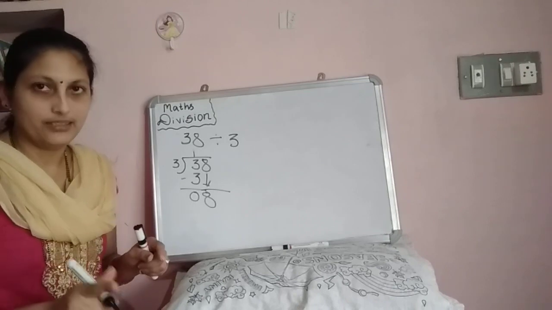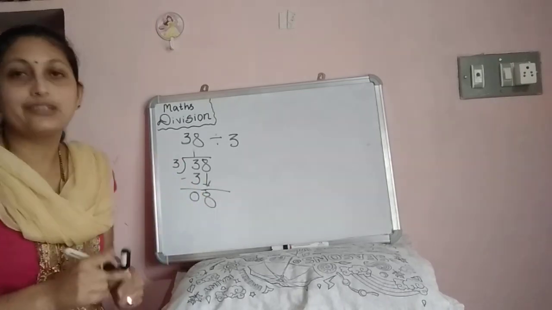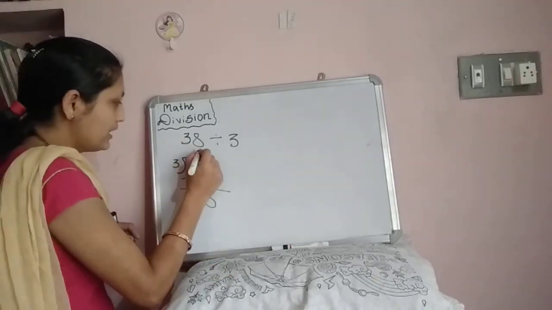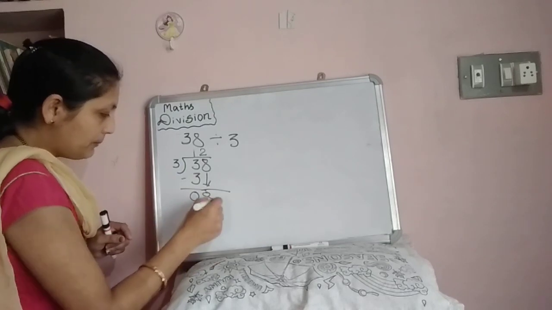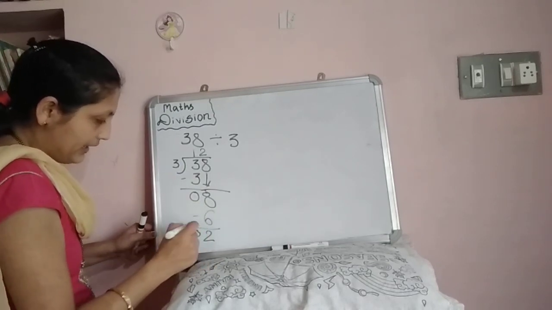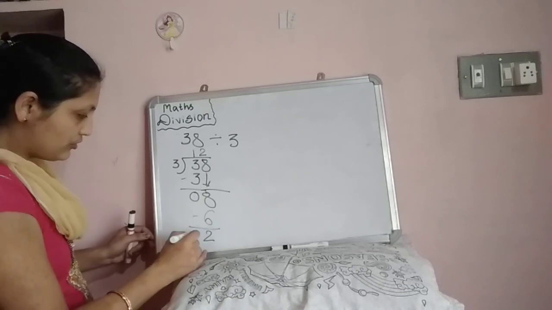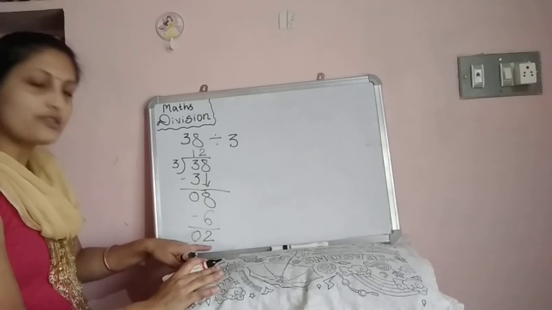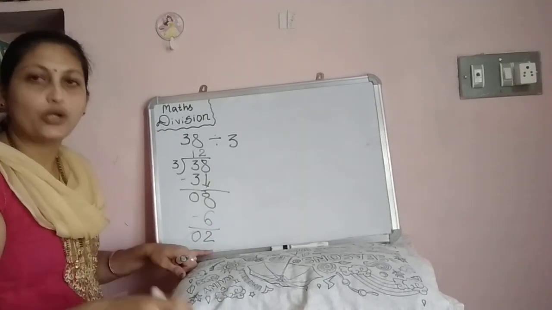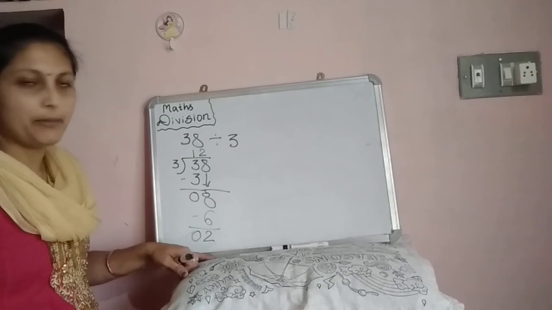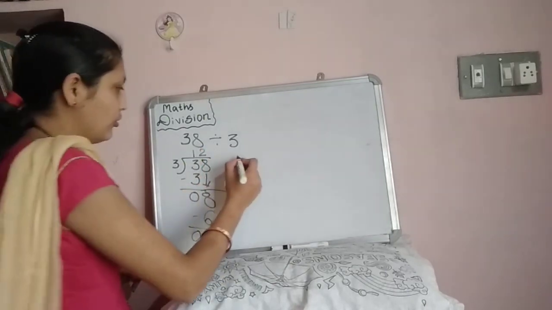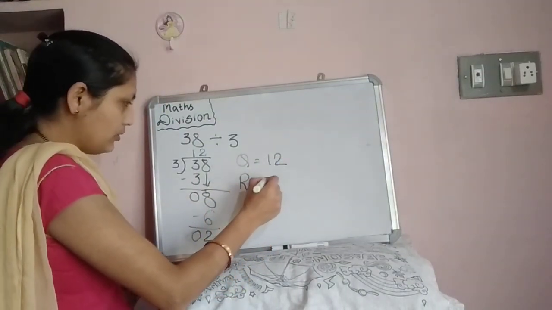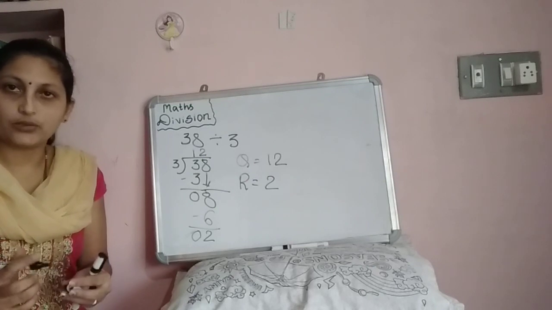3 twos are 6. 3 threes are 9. 9 is greater than 8. So you cannot go for 3 threes. So you have to take 3 twos are 6. 8 minus 6 is 2. So 0 here as it is, or you can skip 0. 2 is the remainder. 2 objects left. So 2 is the remainder. 12 is the quotient. So Q is equal to 12 and the remainder R is equal to 2.